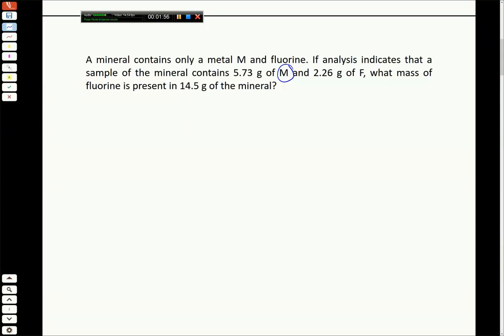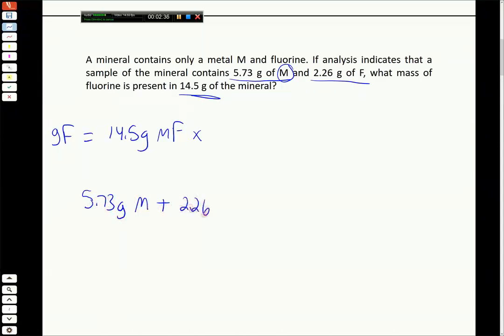So all we're going to do here is just use mass ratios as a conversion factor, something we did back in Chapter 1. So we're looking for the grams of fluorine that are present, and we're given a 14.5 gram sample of the mineral. I'll abbreviate that as MF, whatever the formula is, but some metal and some fluoride ratio. And then we're told initially that a sample of the mineral contains 5.73 grams of metal and 2.26 grams of fluorine. And so what that means is that if we have 5.73 grams of the metal and 2.26 grams of fluorine, by conservation of mass, we would have the sum of those two, which is 7.99 grams of the metal fluoride, whatever the mineral is.